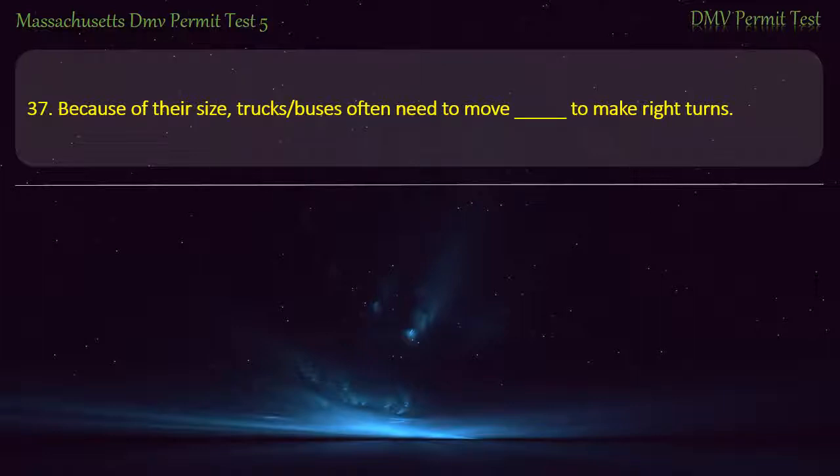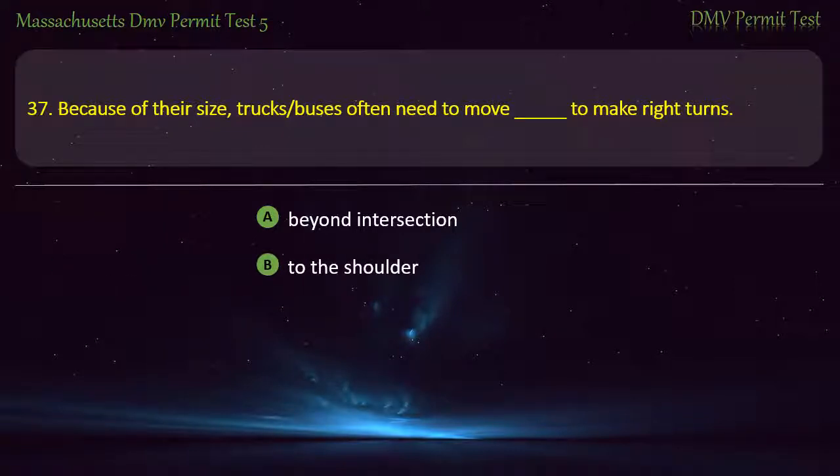Question 37. Because of their size, trucks and buses often need to move to make right turns: beyond the intersection; to the shoulder; to the left lane; to the right lane. Answer: To the left lane.